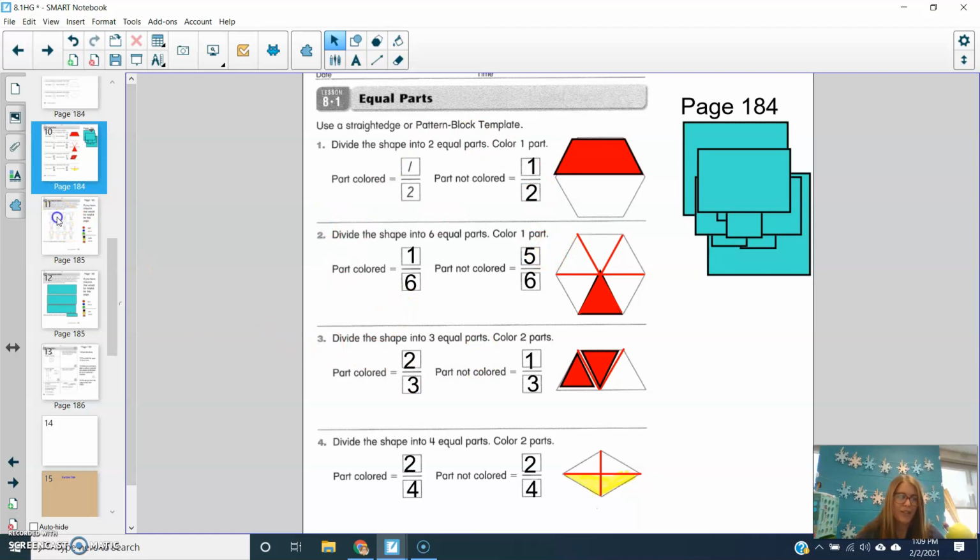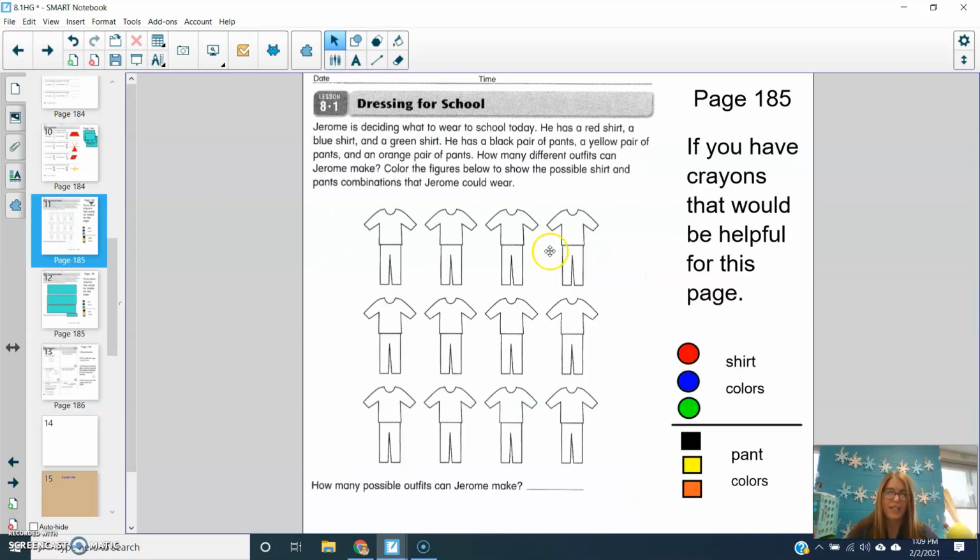But the next thing that we're going to do today is take a look at page 185. So if you have some crayons, the colors that you'll need for shirts are red, blue, and green, and then for the pant colors you would need black, yellow, and orange. So I'm going to read the directions to you, and then I'm going to ask that you try this problem on your own.